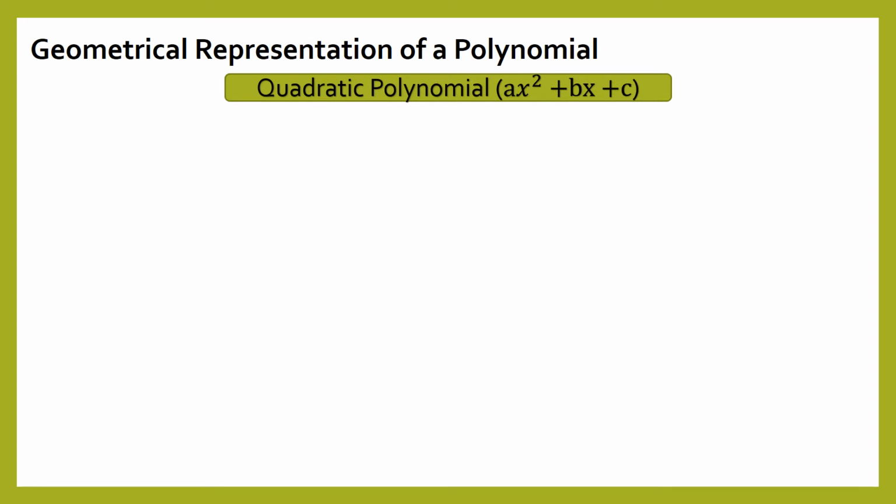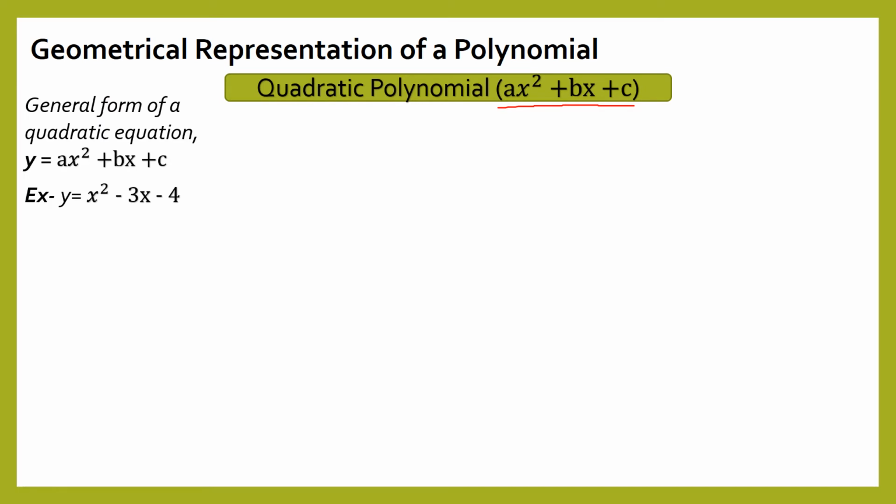Now we will see the geometrical representation of a quadratic polynomial. A quadratic polynomial can be written in the form ax squared plus bx plus c. First of all, we will convert the quadratic expression into a quadratic equation. So a quadratic equation can be written as y equal to ax squared plus bx plus c, where y is nothing but p of x.